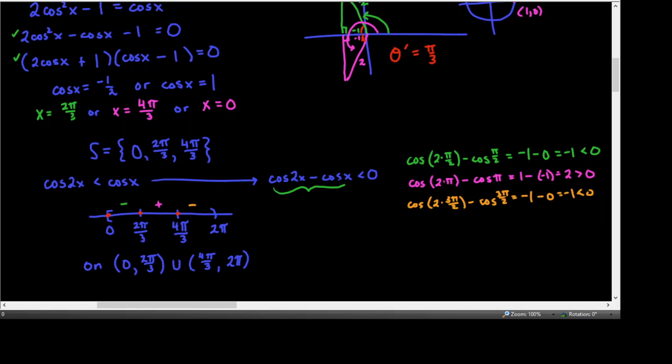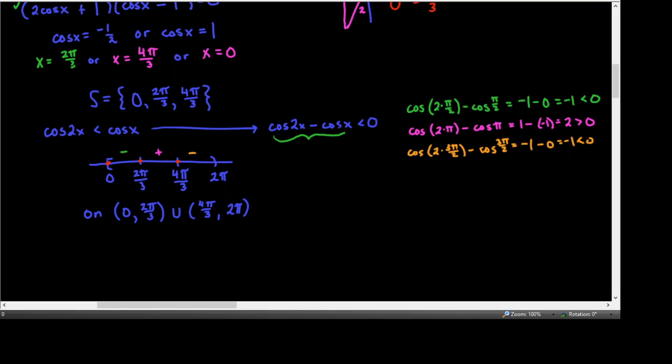Now, what if it had been cosine of 2x greater than cosine of x? Well, the neat thing is if you're doing both of these inequalities, you can borrow the equality work from the first thing we did to find the numbers that go on the number line analysis. Then we can use the number line analysis that we just did to answer this question. So there's actually no more work involved in finding greater than 0. Just look at your number line analysis, look for the plus sign, and it has positive answers on the interval from 2 pi over 3 to 4 pi over 3, and we're done.